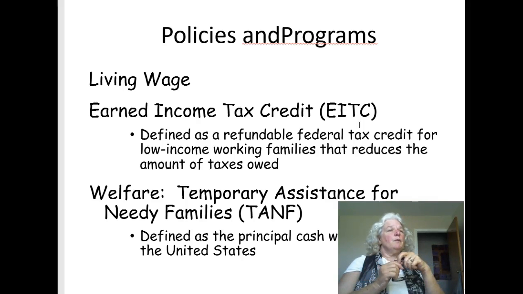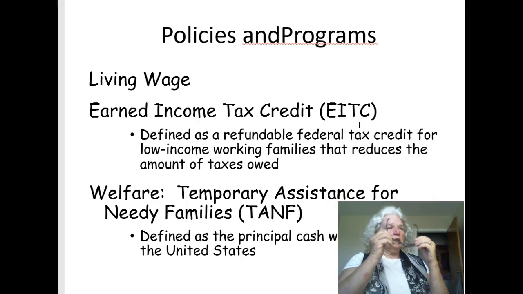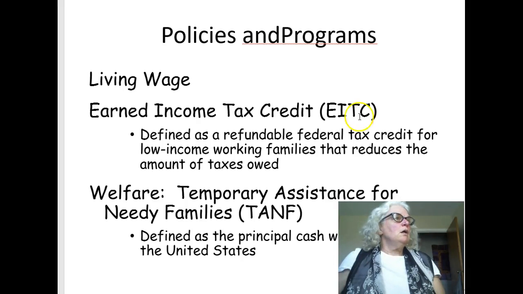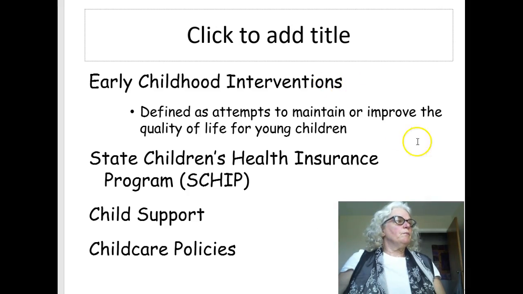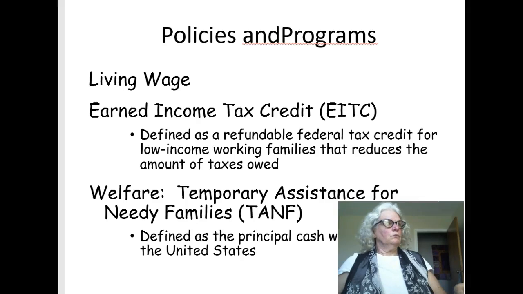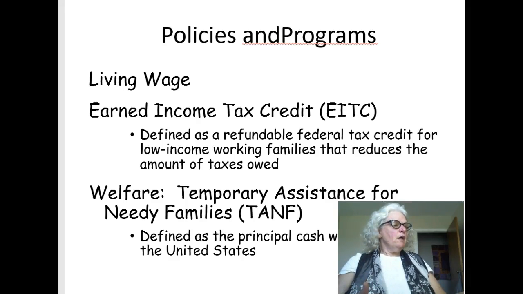Then we have welfare. And currently our welfare system is temporary assistance for needy families. Now, your book goes into a great detail of talking about the history of the welfare program. It started basically in 1935 as we start with the Social Security Act, which gives us that base level to provide people with retirement income that have been working.